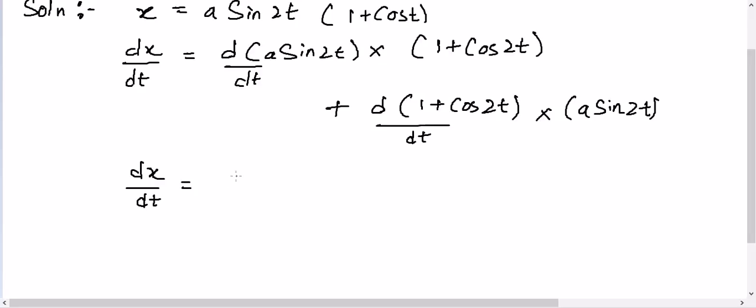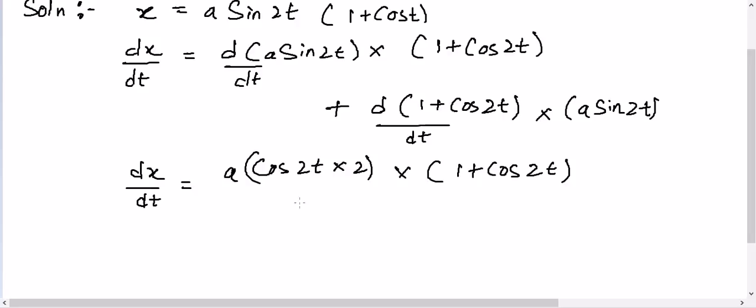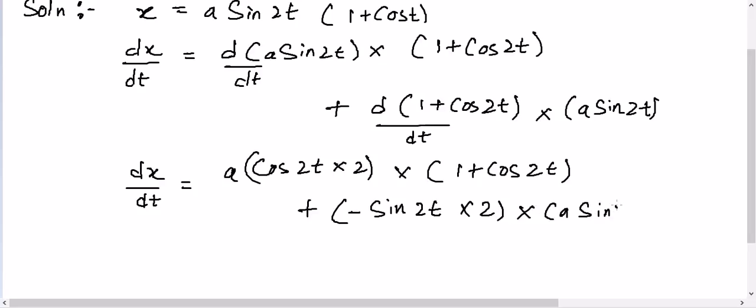Differentiation of a sine 2t is a times cos 2t into 2. We used the chain rule for this, times 1 plus cos 2t. Now we'll differentiate 1 plus cos 2t. It will be, differentiation of cos is minus sine, and then 2 and a sine 2t.